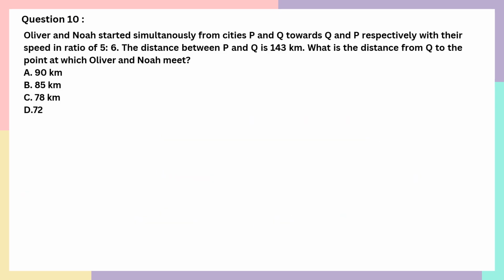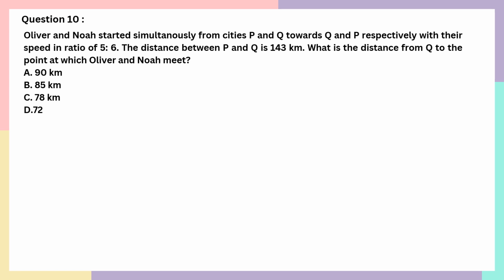Okay, now let's see the next question. Question number 10. Oliver and Noah started simultaneously from cities P and Q towards Q and P respectively, with their speeds in the ratio of 5:6. The distance between P and Q is 143 km. Then what is the distance from Q to the point at which Oliver and Noah meet? Options given are 90 km, 85 km, 78 km and 72 km.